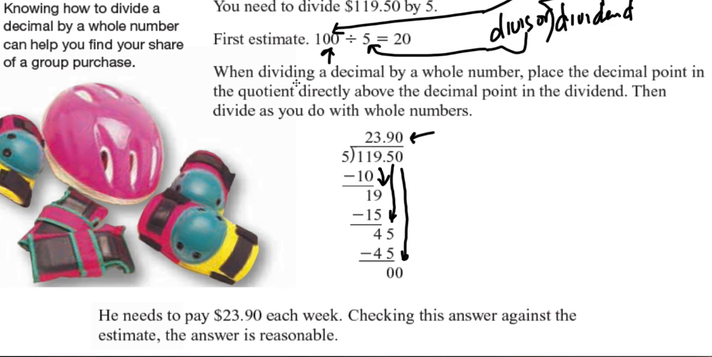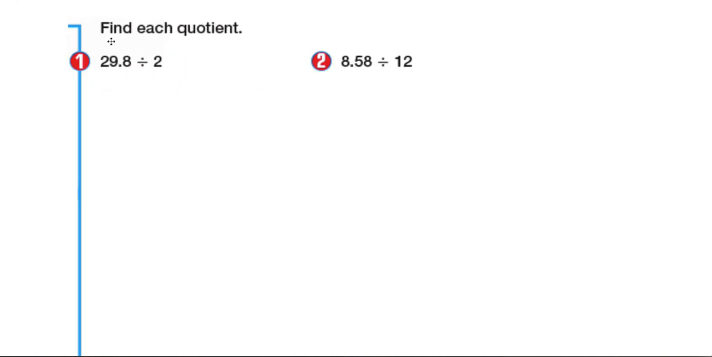Let's take a look at the first example. Divide, find each quotient: 29.8 divided by 2. Again, we first estimate like we always do. This is close to 30, and we leave 2 as is.